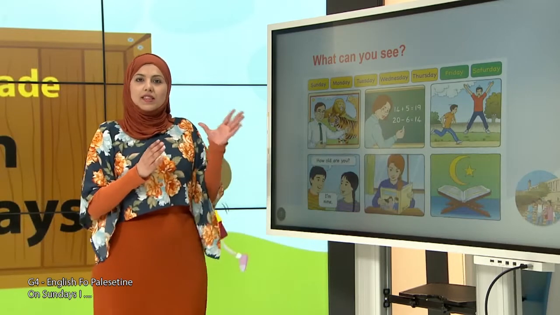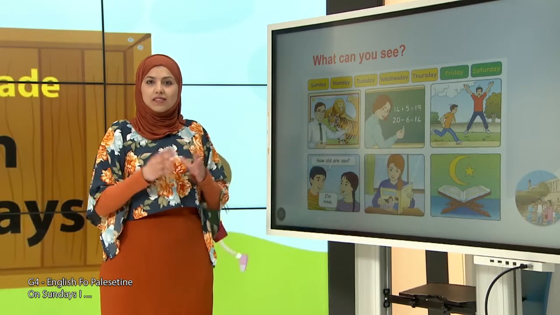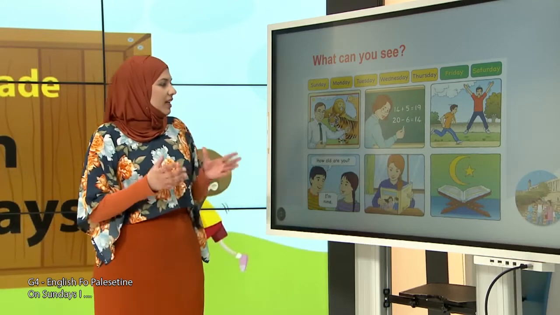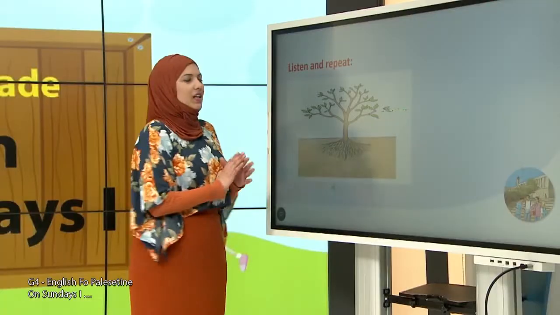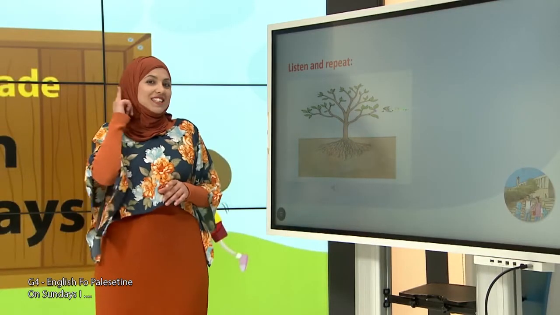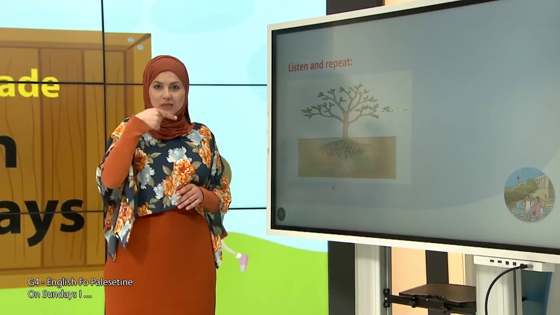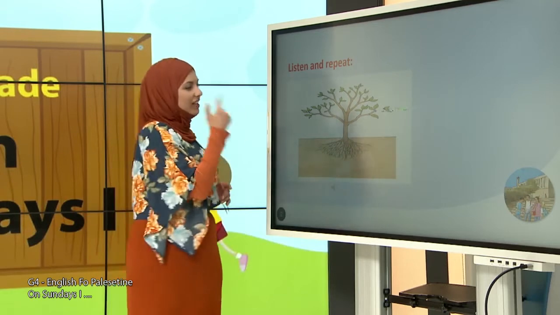Now, look at this poster. What can you see? Yes, I can see a lion. Yes, very good. What else? Yes, the girl is reading. Good. What else? The teacher is writing. Yes, very good. Here we have the days of the week. Yes. Now, we are going to listen carefully, then repeat. So listen, then repeat.